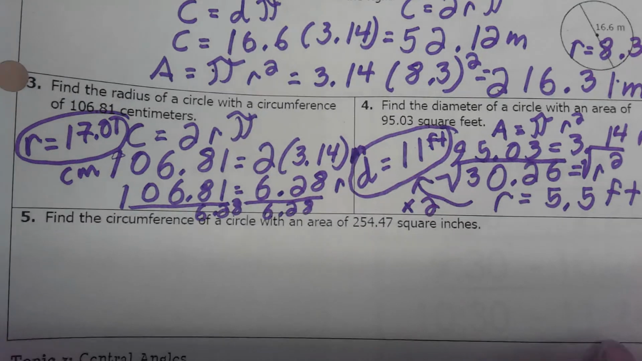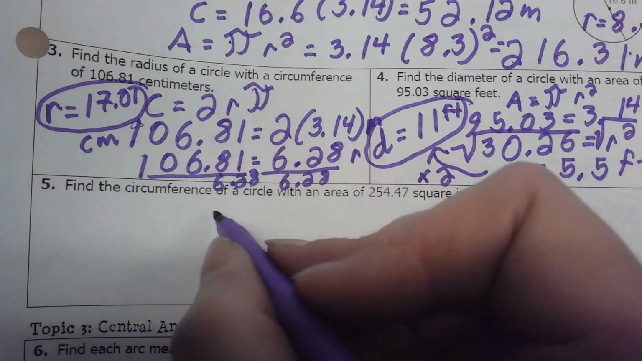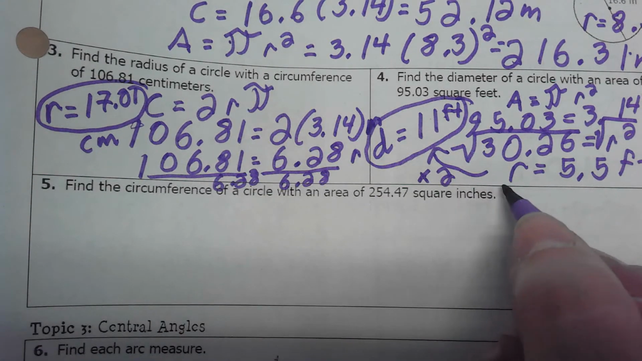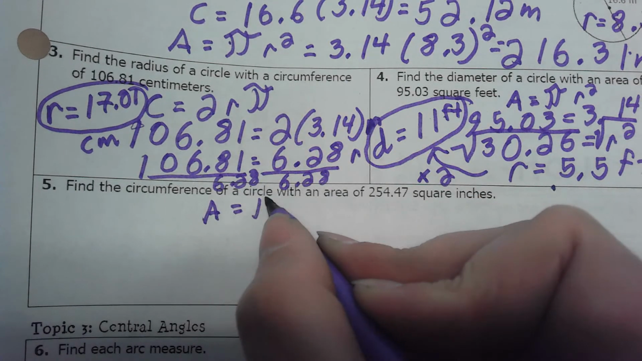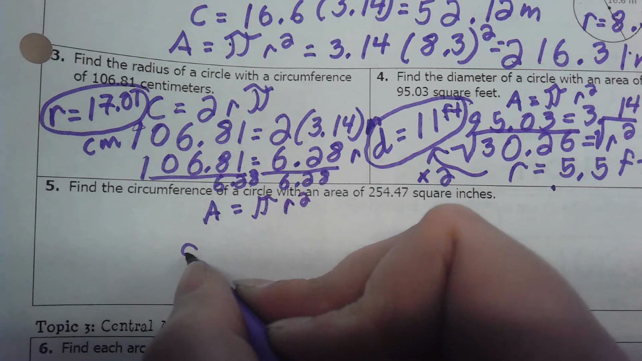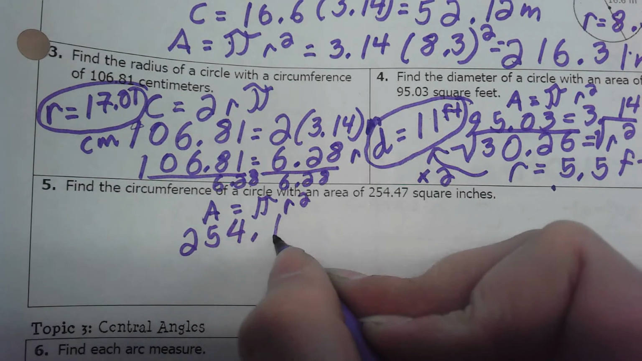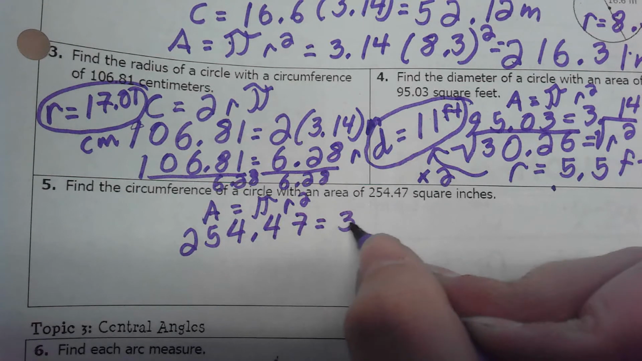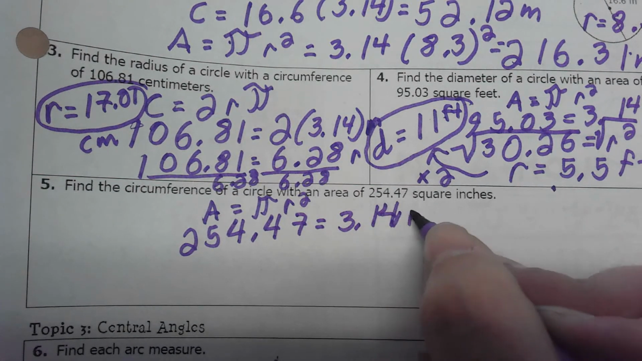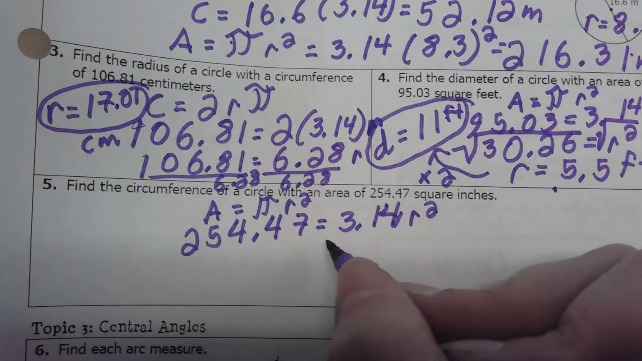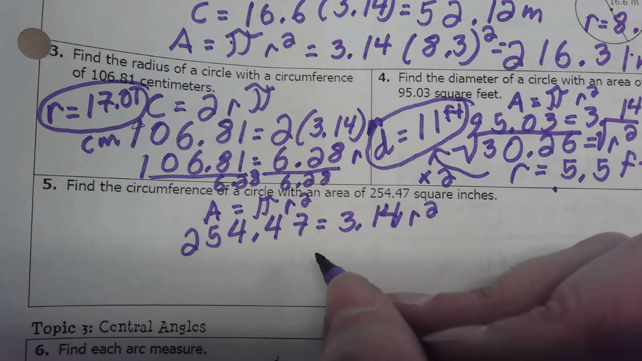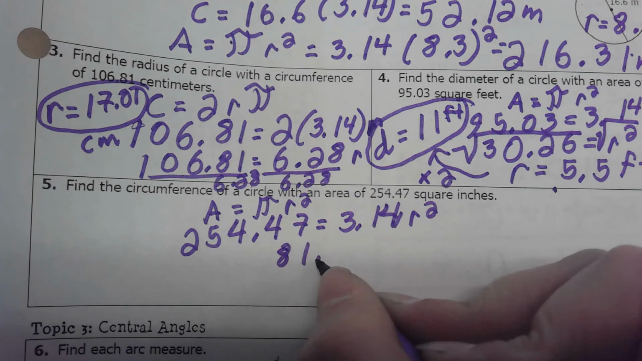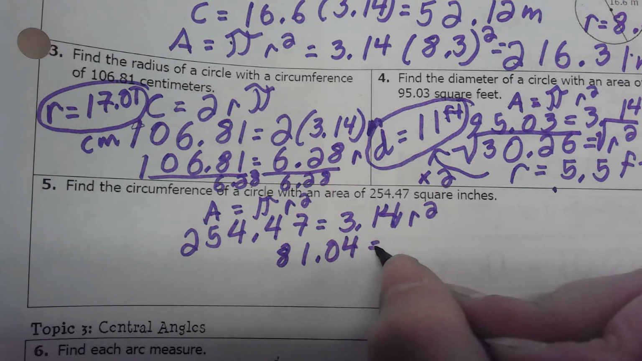Okay, this one, circumference. Find the circumference of the circle with the area. So since they give us area, like we did up here first, we're going to have to find the radius. So we're going to do the same thing. Write out the formula and substitute in what I know. And then I'm going to divide each side by 3.1400. So I got 81.04 is equal to the radius squared.